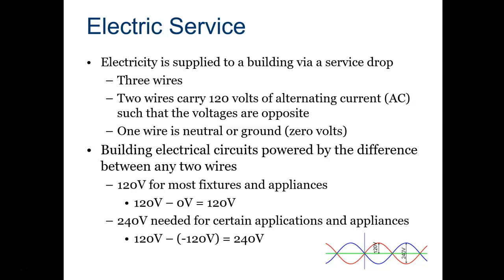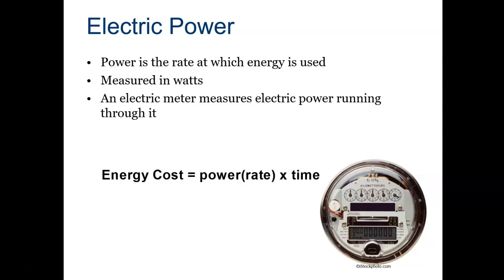Okay, moving on to the electric power. Power is the rate at which energy is used, and it's measured in watts. An electric meter measures electric power running through it. Energy cost is equivalent to the power or rate times time. It's rated in kilowatt hours. You'll find this meter on the outside of the house where the power comes into the building.